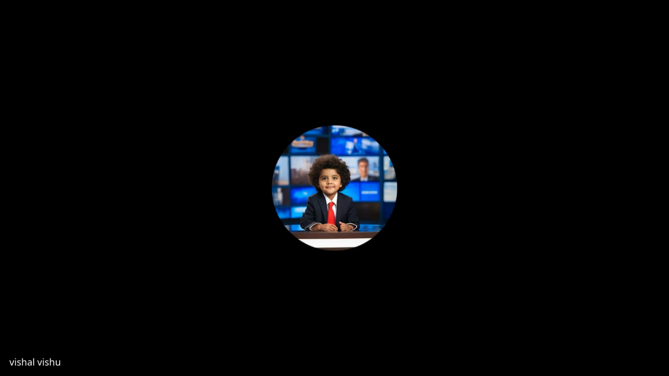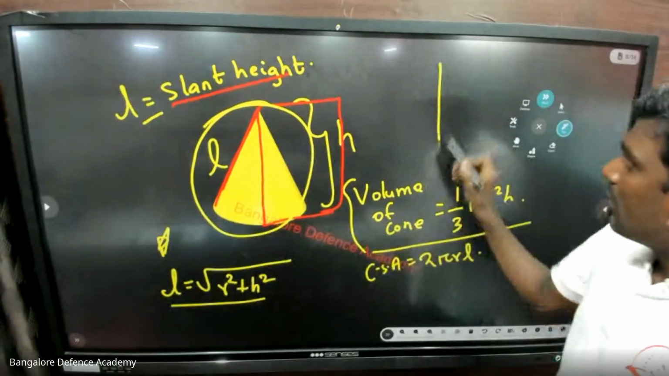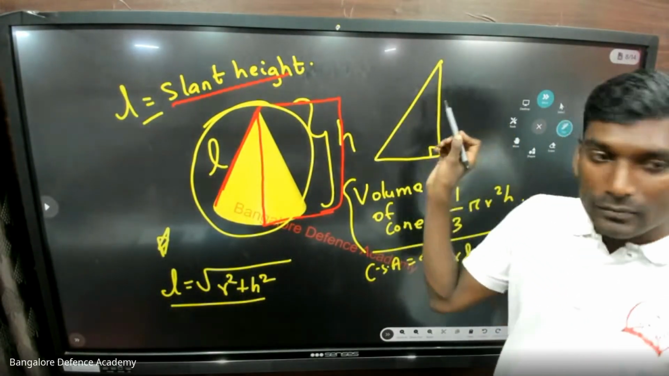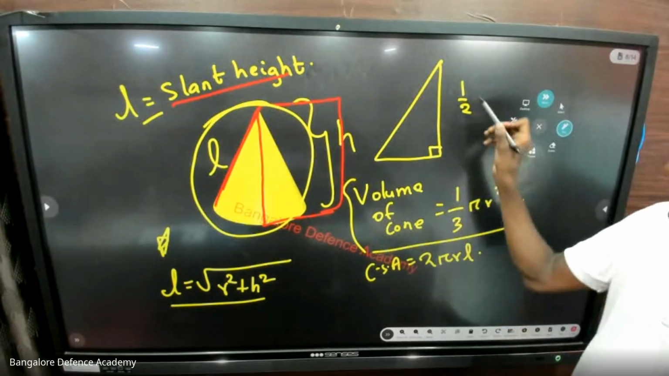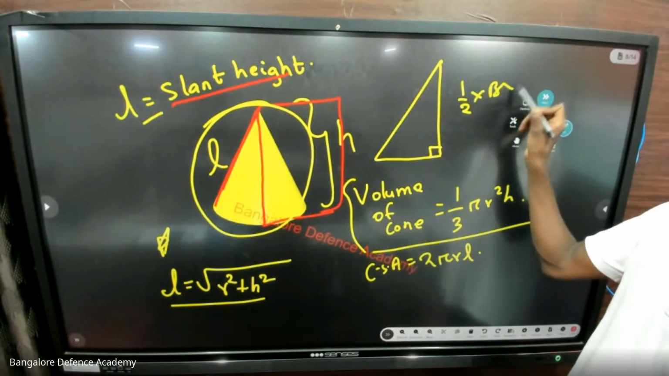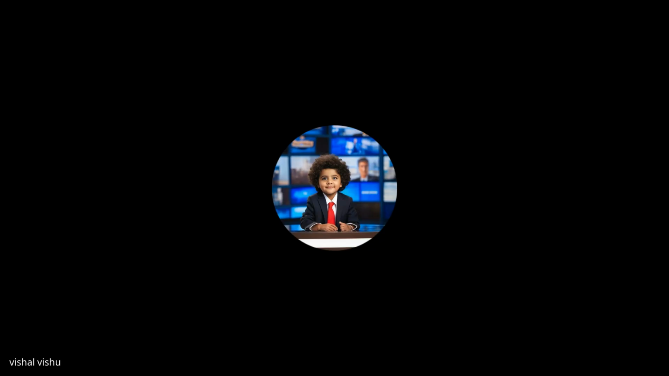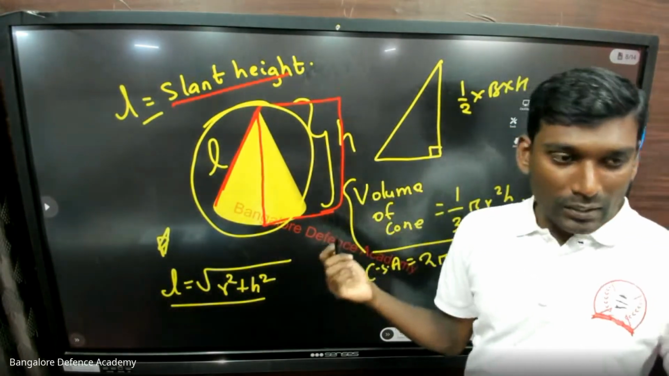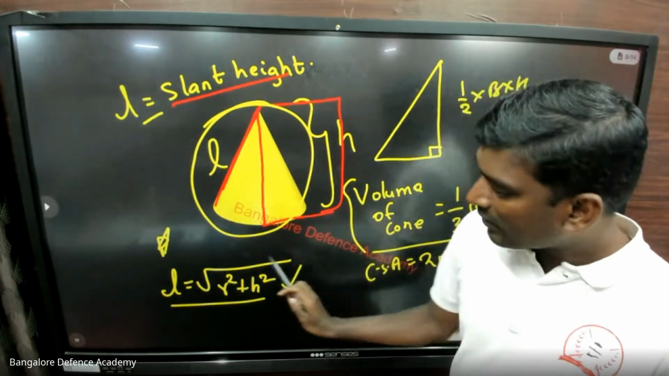So what happens when I want to find the cone's area? I'm going to use this. Now it looks like a triangle. Which triangle does it look like? Right angle triangle. Yes. What is the formula for a right angle triangle? Half into base into height. We have done this, right? We have one more concept called Pythagoras, which will come in higher standards. So that is the formula here.